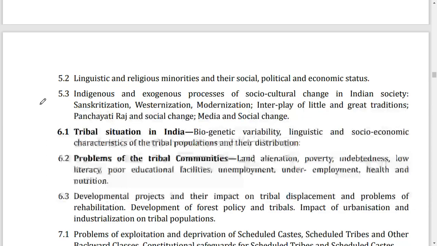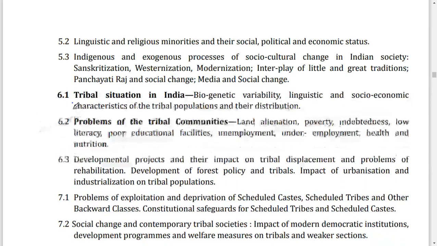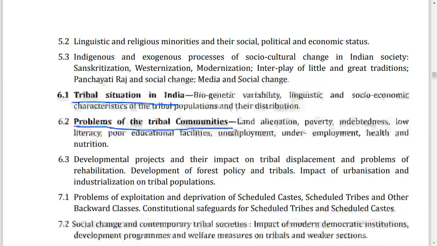Westernization, modernization, interplay of little and great tradition, Panchayati Raj and social change, media and social change. Tribal situation in India: biogenetic variability, linguistic and socio-economic characteristics of the tribal population and their distribution, problems of the tribal communities: land alienation, poverty, indebtedness, low literacy, poor education facilities, unemployment, underemployment, health and nutrition.